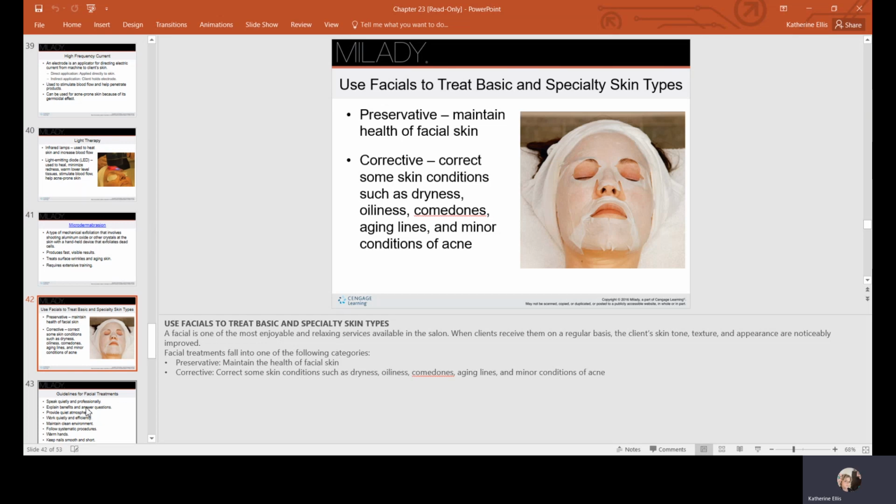So facials treat basic and specialty skin types. Preservation: we want to maintain the health of the facial skin. Corrective: we're trying to correct some skin conditions such as dryness, oiliness, comedones, aging, and minor conditions of acne.